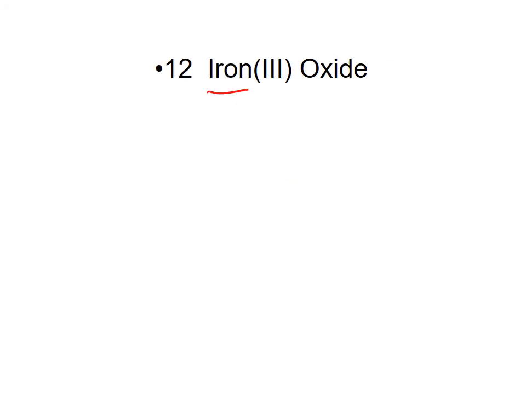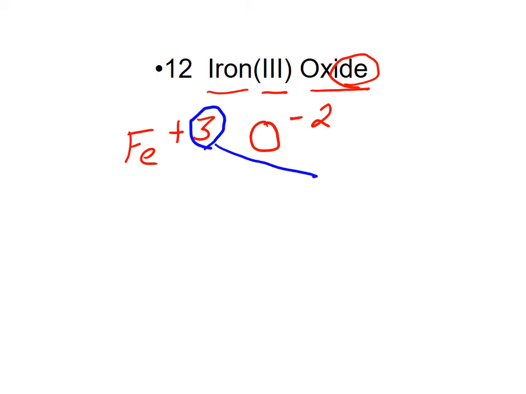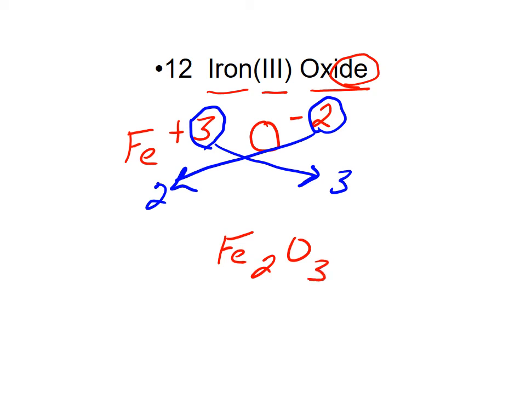Number 12, we have iron 3 oxide. And again, the "ide" is a signal for an element. So iron is Fe. You know it's going to be plus, and the Roman numeral tells us which one, +3. Oxygen is O, and it's -2. So again, since the -2 and +3 don't add to 0, we have to cross. So the 3 will be here. The 2 comes down behind the iron. So when we clean it up, we have Fe2O3.